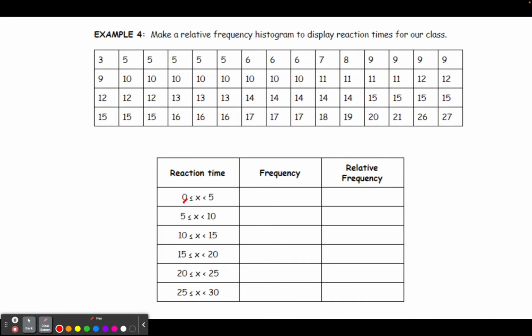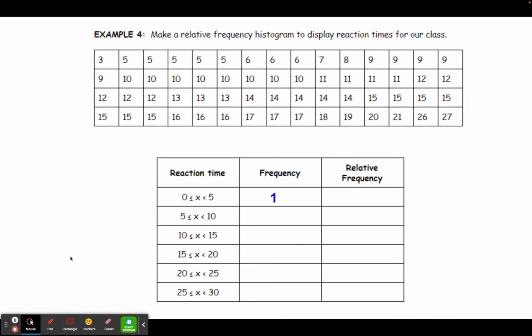0 to 5 means everything from 0 and up to, but not including 5. And we only have one data value here that would fit into that class, and that's the 3. So for our frequency, then we would put a frequency of 1.